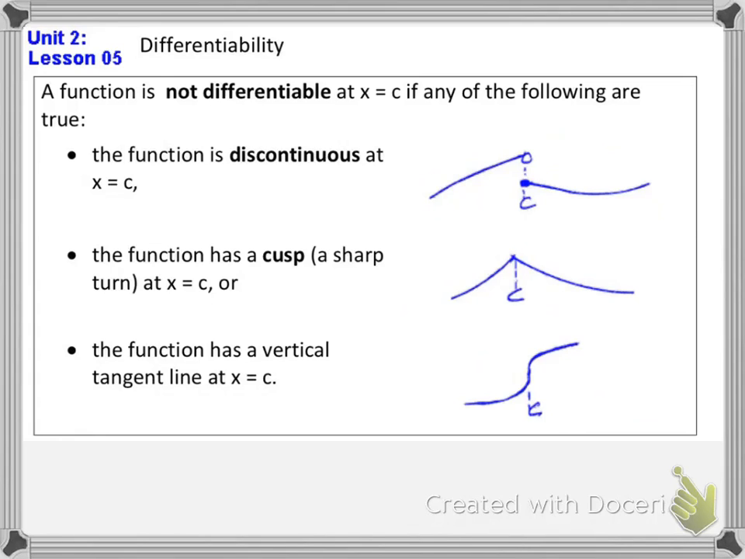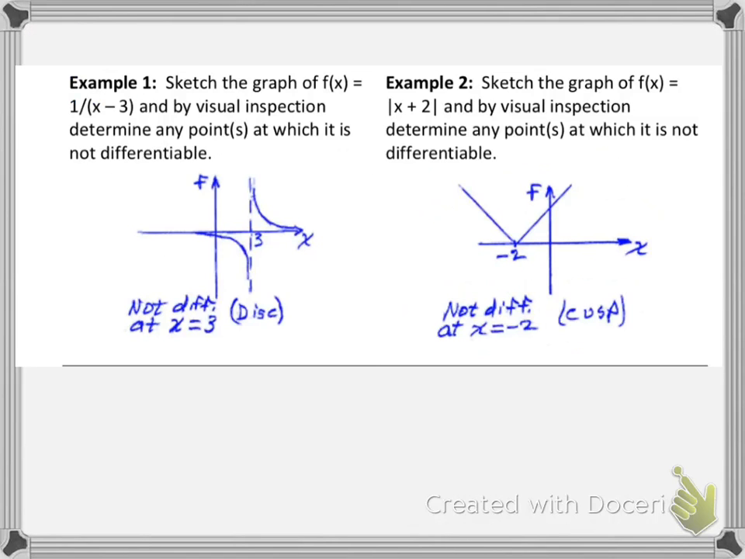So let's look at a couple examples here, and I think you should gain some understanding. So look at the first example. I've laid both of the sketches out for you to view. The first one says, sketch the graph of f of x equals 1 over x minus 3, and by visual inspection determine any points at which it is not differentiable.